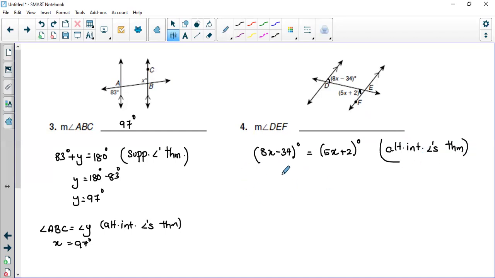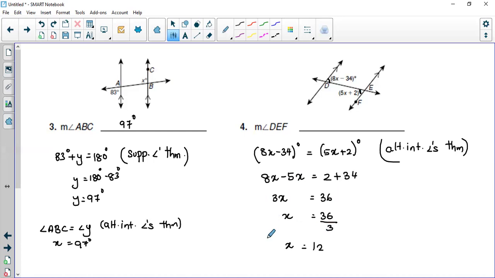Now let's solve this. This is an algebraic equation you need to solve. So bring all the variables to one side and move all the numbers to the other. So that would give you this. 8x minus 5x will give you 3x equals 36. X is going to be equal to 36 divided by 3. X is equal to 12.